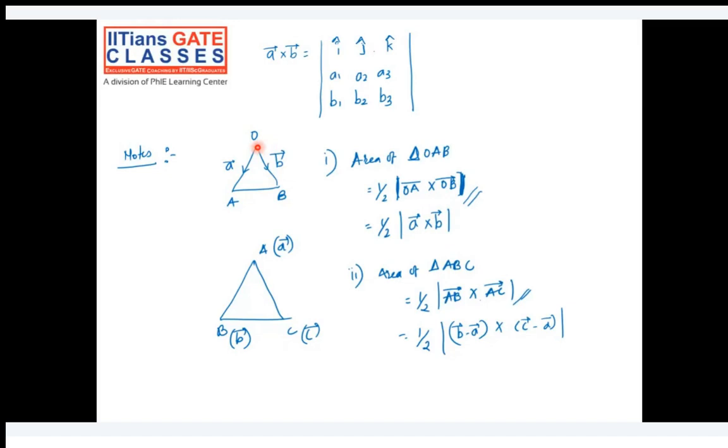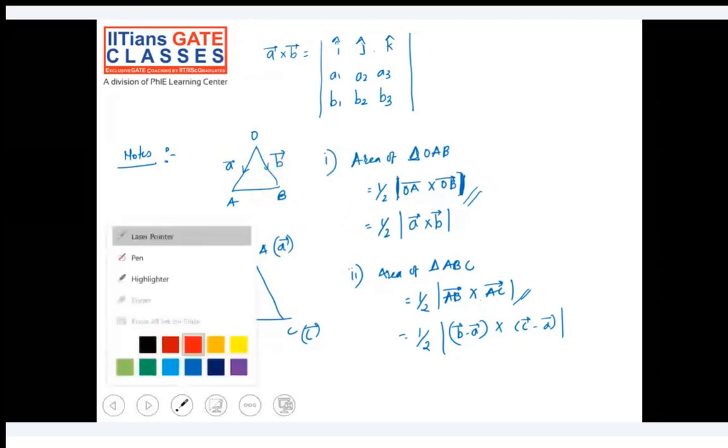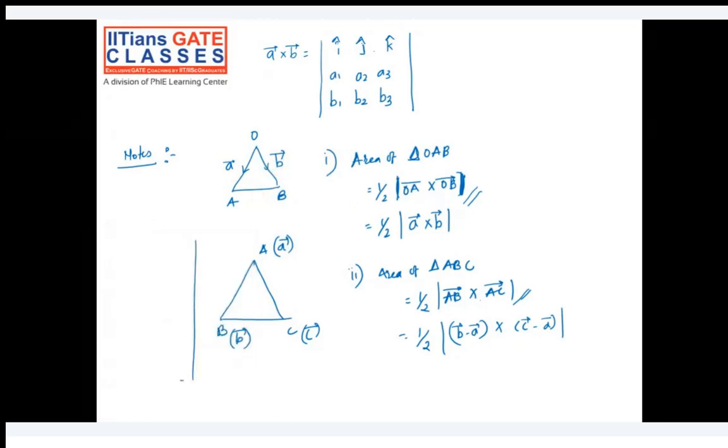But suppose these three points are somewhere randomly in the coordinate system x, y, and z. Then each point will have some position vector. The position vector of A is a bar, the position vector of B is b bar, and the position vector of C is c bar. What is the position vector? It's a vector, or a line, which has a direction from the origin to that point C, and the magnitude will be the distance from the origin, right?